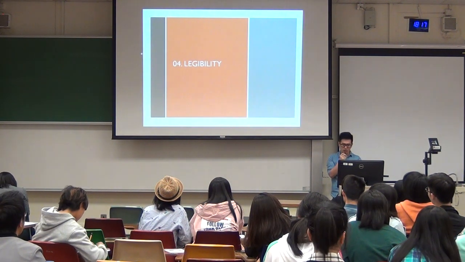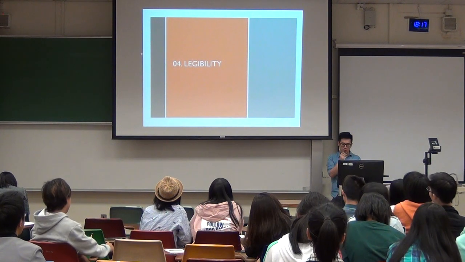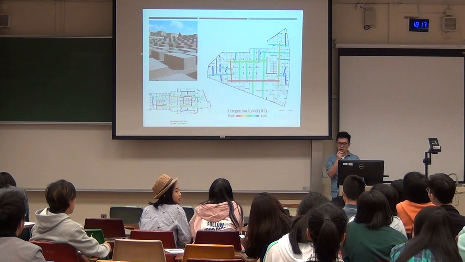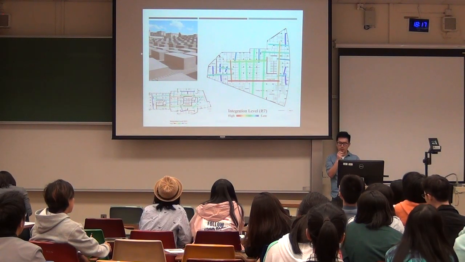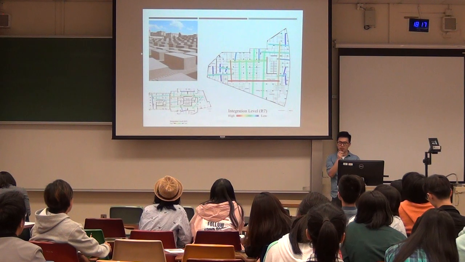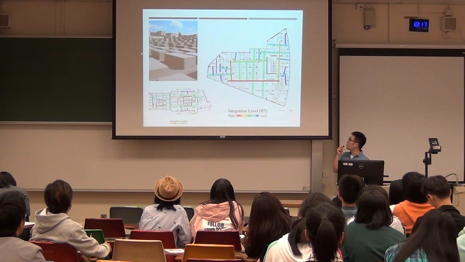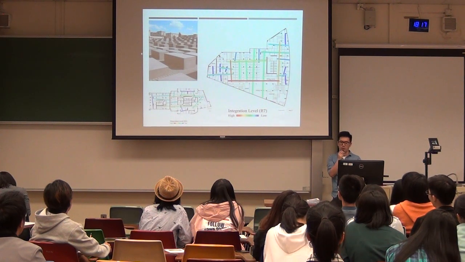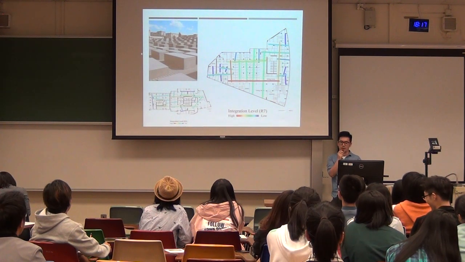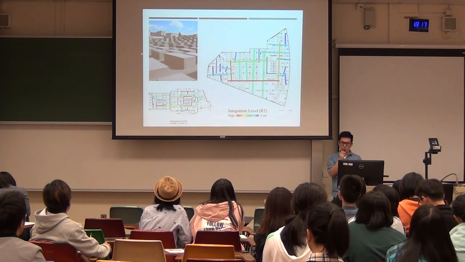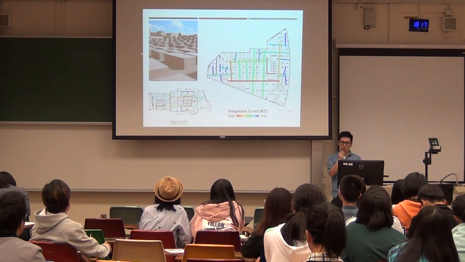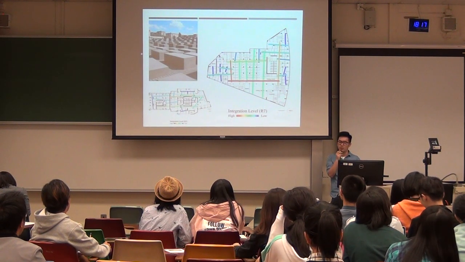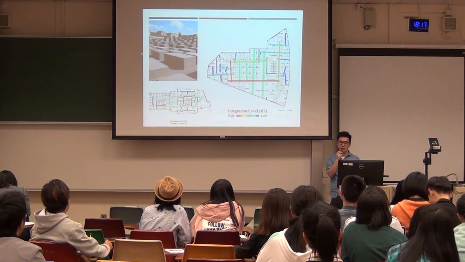And last, I will talk about legibility. As you can see, this is a typical floor plan in elderly homes in Hong Kong. There are hundreds of bedrooms squeezed into the limited space. When I am in one of the elderly homes, sometimes I also feel confused because all the bedrooms and the aisles look exactly the same. Not to mention the residents who live in the elderly homes, most of whom I think are suffering from memory loss. So it's even harder for them.